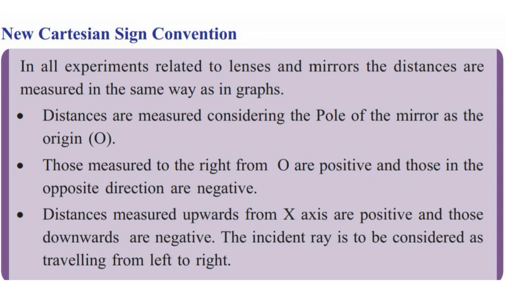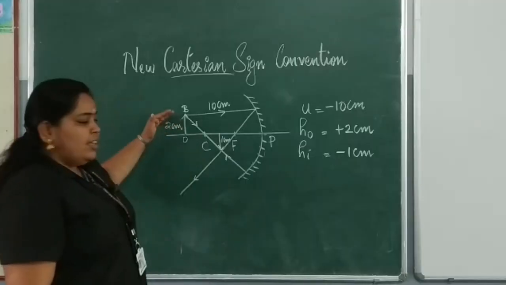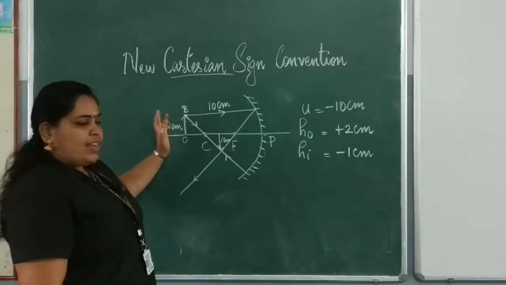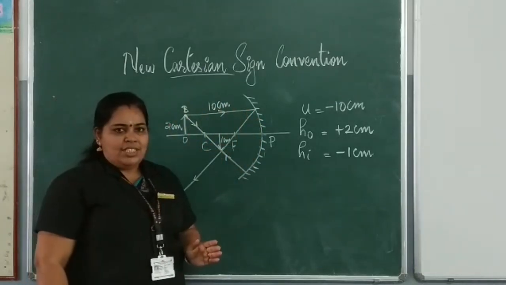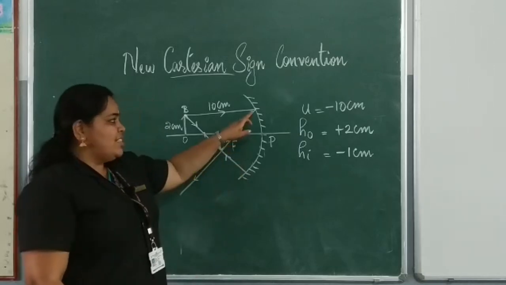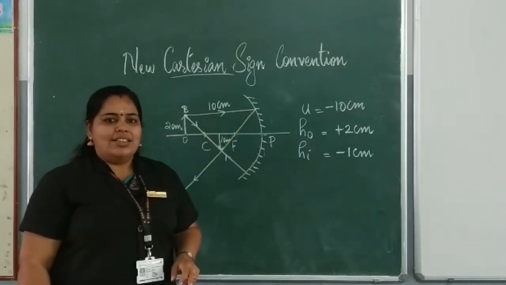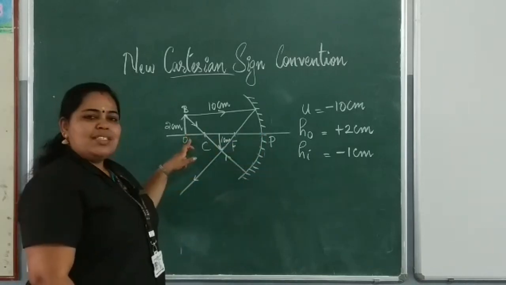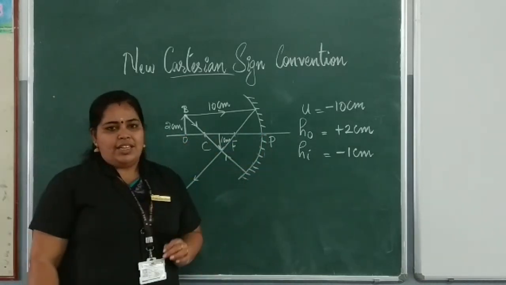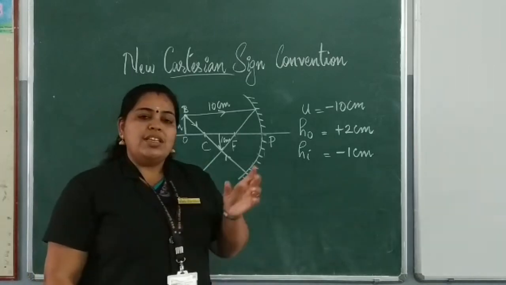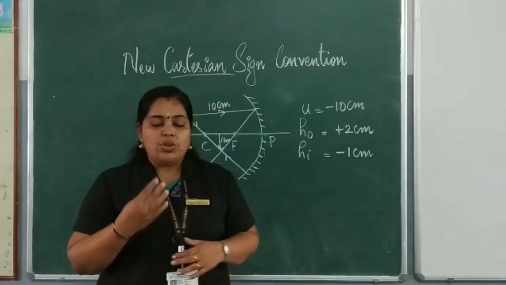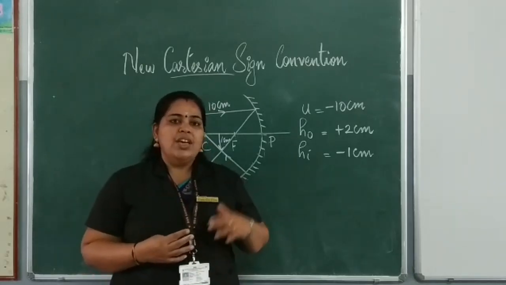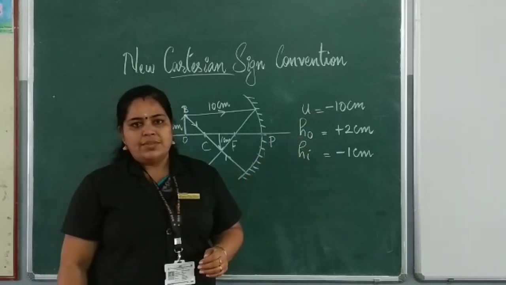The incident ray is to be considered as traveling from left to right. Here the incident ray is traveling from left to right. So distances in the incident ray direction are positive, and if it is in the opposite direction of the incident ray, it is negative. Here it is in the opposite direction of the incident ray, so this is taken as negative. So we will be using these positive and negative values while solving the problems, or to find out focal length, u and v, we will be using these signs. Is it clear?